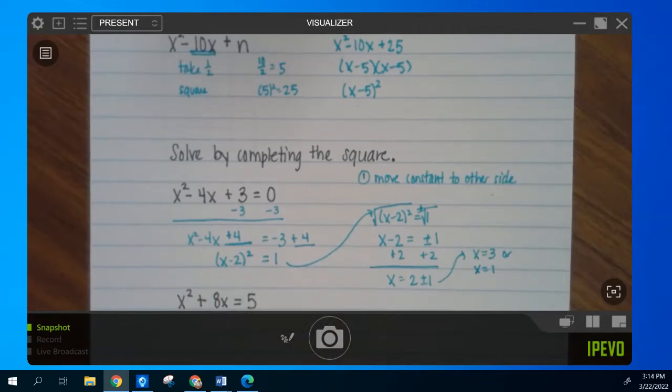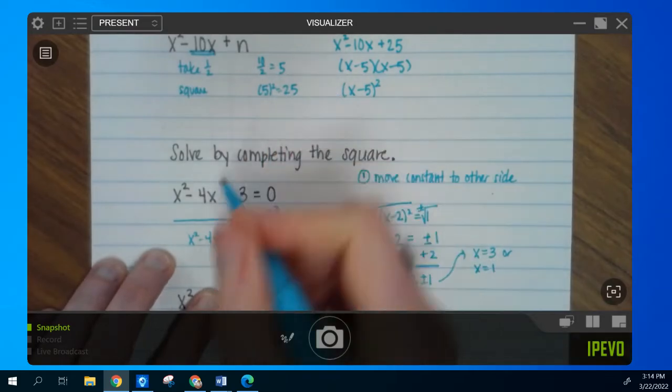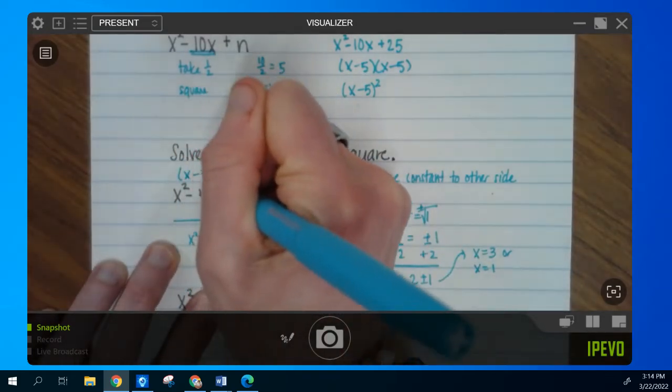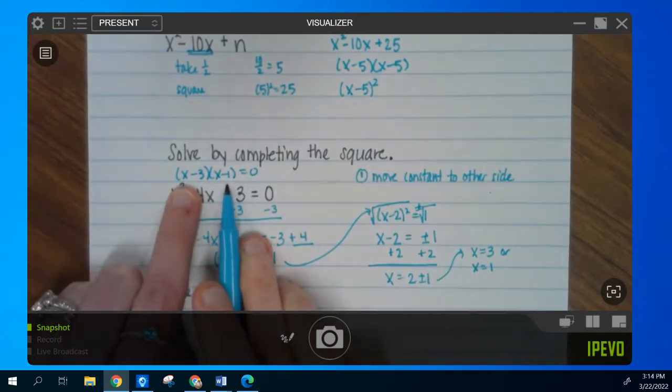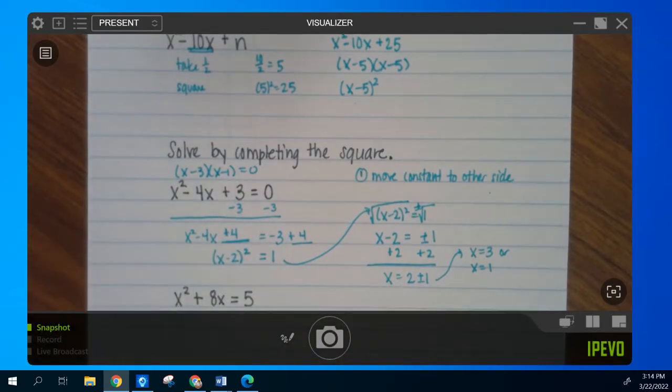And again, I could have just gone back here and factored numbers that multiply to make positive 3, but add to give me negative 4. I could have just done x minus 3 times x minus 1 equals 0. And notice I'm getting the same two solutions. X would equal positive 3 or x would equal positive 1. So this was a silly example because it worked out already.